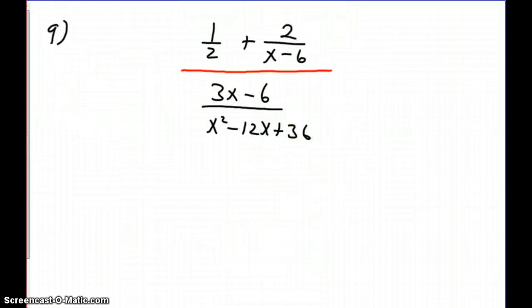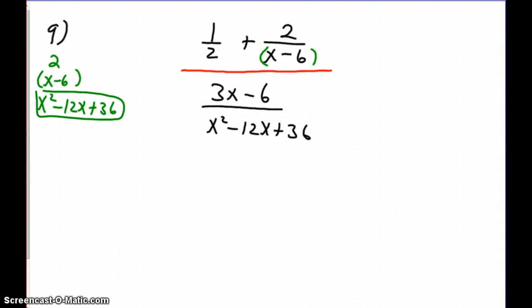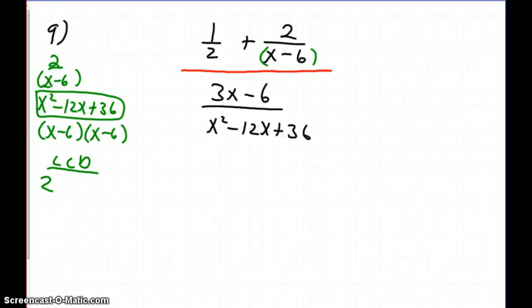Okay, so the first thing you have to do on number 9 is find the LCD. So look, you have a 2, you have an x minus 6, and then you have an x squared minus 12x plus 36, which becomes (x - 6) times (x - 6). Okay, so here we go. What's the LCD? It's 2, and then it's 2 x minus 6's. So the most I have is 2 of them.